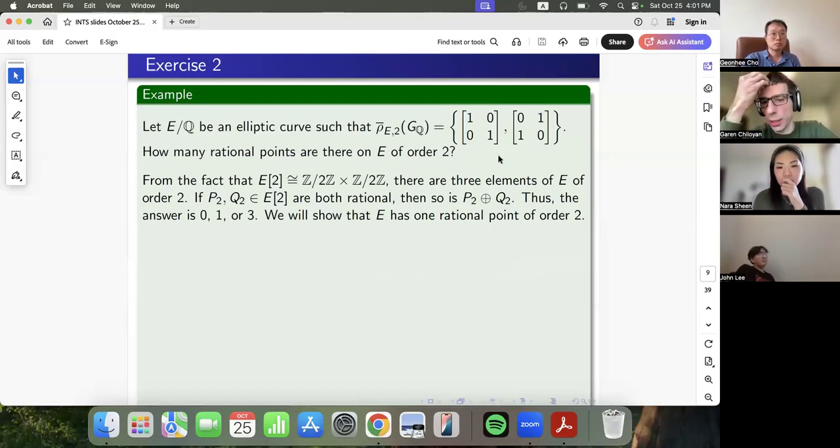Let's say 2 out of the 3 points are rational. Then their sum is another point of order 2, and that would also be rational. So if you have 2 points of order 2 that are rational, then you have a third point of order 2 that is also rational. So the answer can't equal 2. It's either 0, 1, or 3.